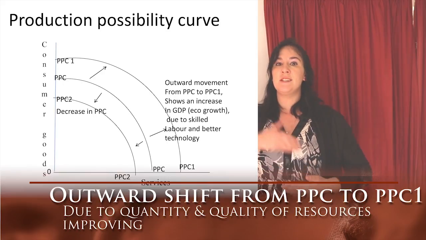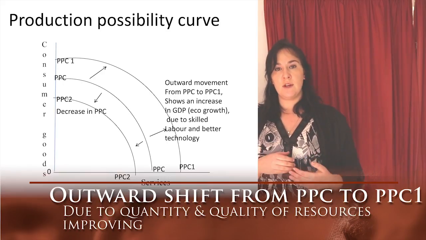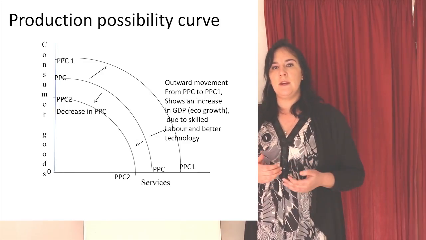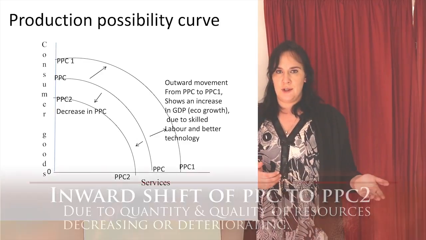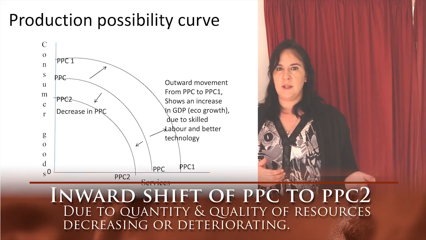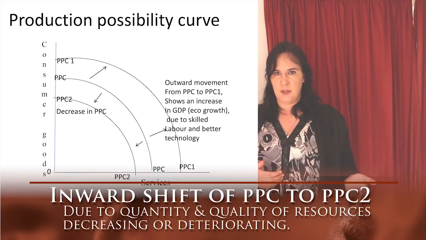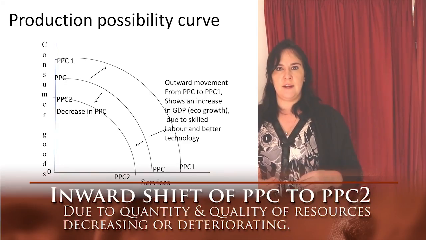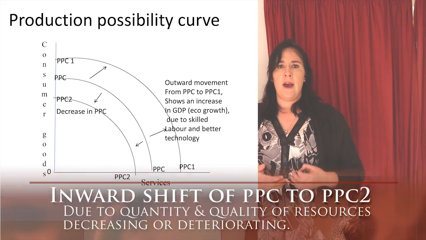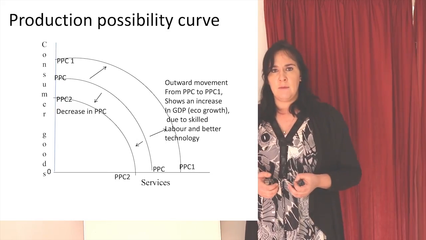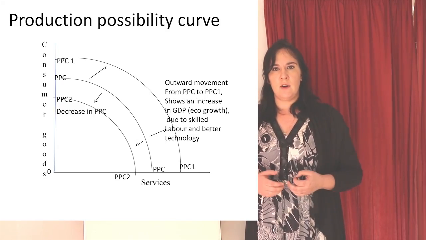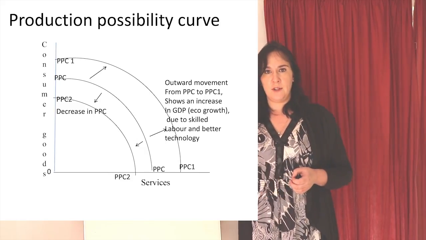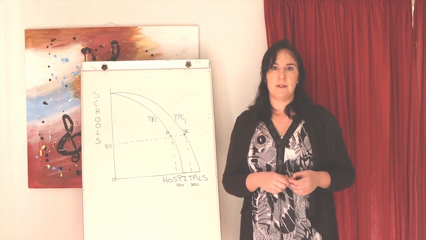So that would result in an outward shift of my curve. But it could also be that I could have an inward shift, meaning there's a decrease in my quantity and quality of resources. Maybe I have a drought affecting my economy, or I have broken machinery or capital in my economy that results in a decrease in output of these two products that I want.